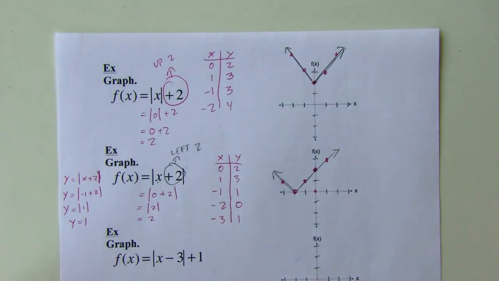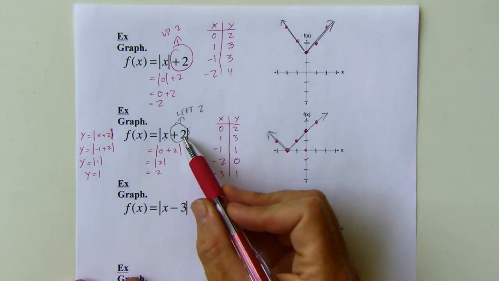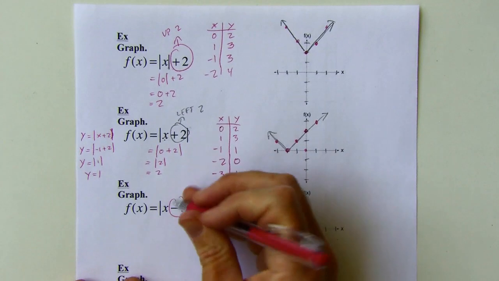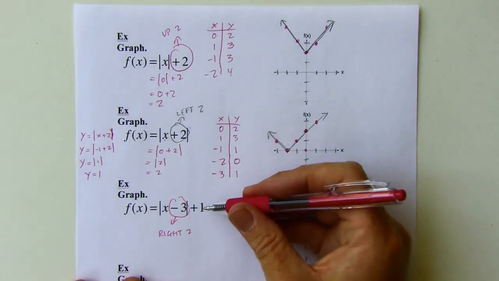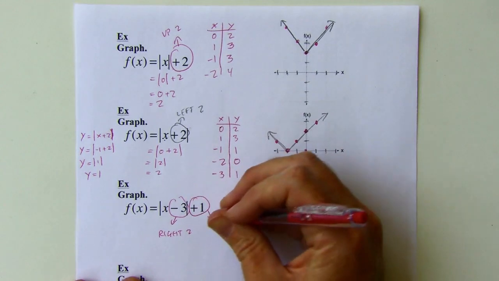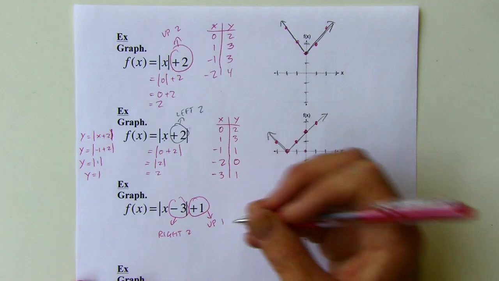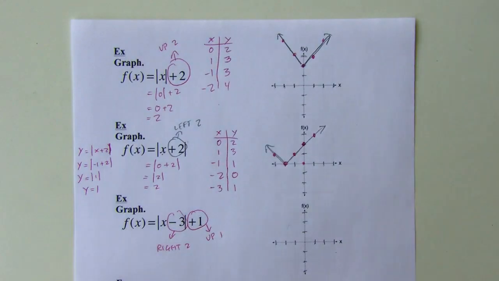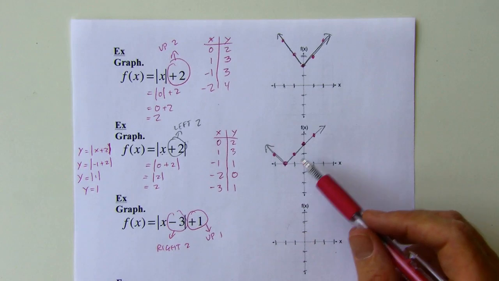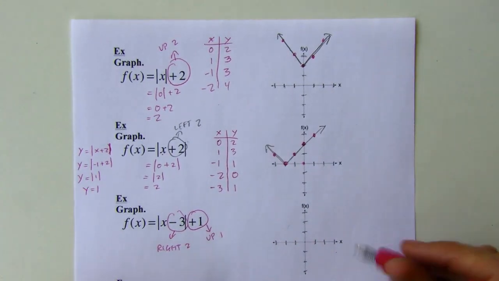So I'm going to start using these patterns here. You could always go through with an XY table, right? But let's try to make this go a little quicker. If that went left 2, this is going to make this go right 2. And when you have something added or subtracted on the outside, that makes it go up or down. Since this is positive, it's going to go up 1, just like on this problem, this one went up 2. So really all I need to do is find the vertex, and then it should have the same shape. These are all going to be V's that open upwards for now. Later on, that's going to change.